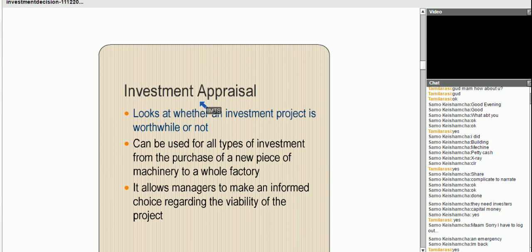Okay. So investment appraisal is the appraisal of the value of an investment. What this actually means is it looks at whether an investment project is worthwhile or not. It can be used for all types of investment, from the purchase of a new piece of machinery to a whole factory, meaning from a single unit to multiple things. We can use such an investment appraisal policy.